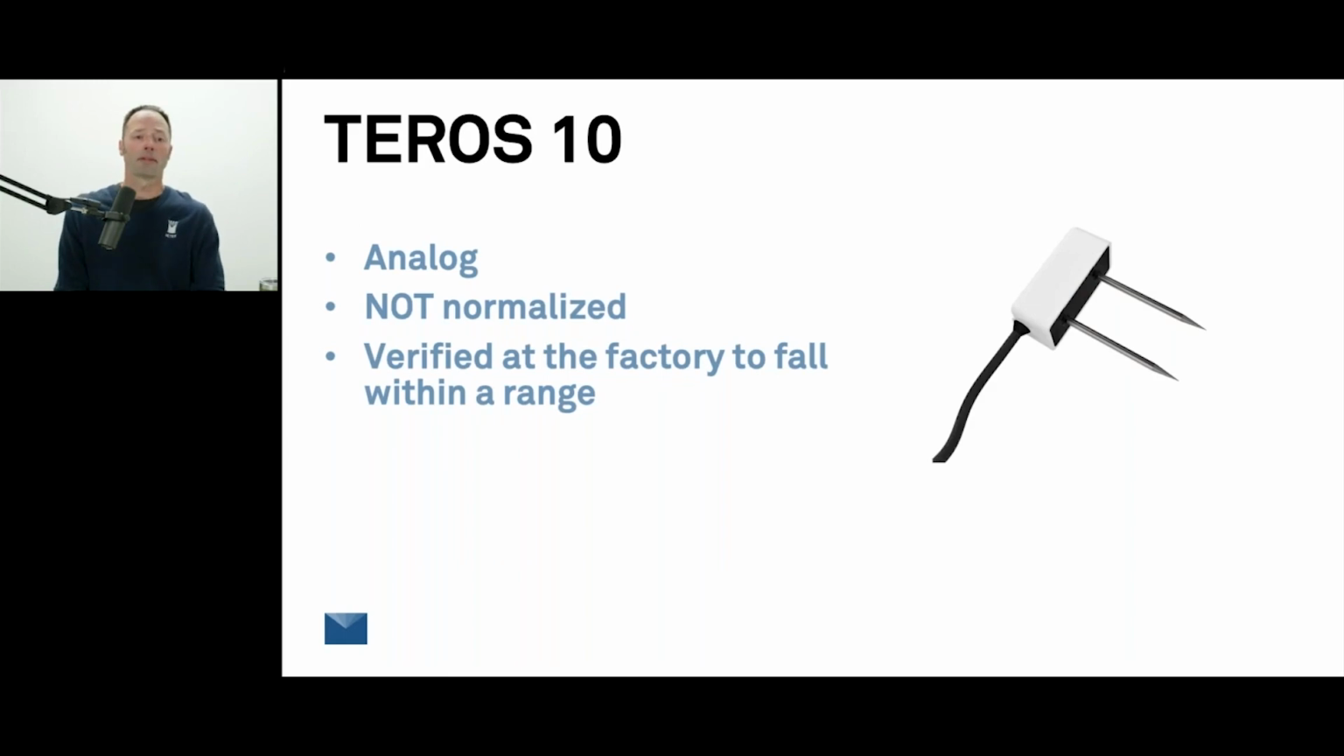12. So the key about the TEROS 10, as an analog sensor, it just gives out a millivolt reading, right? So it's very simple to read. They're not normalized in the factory. Basically, we build these and then we test them to make sure that they test and function properly within a certain range.